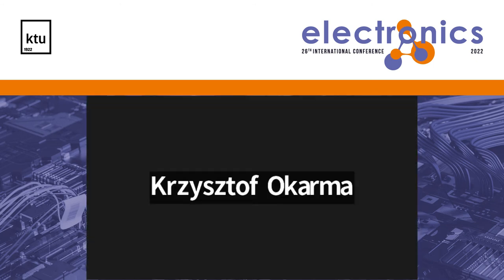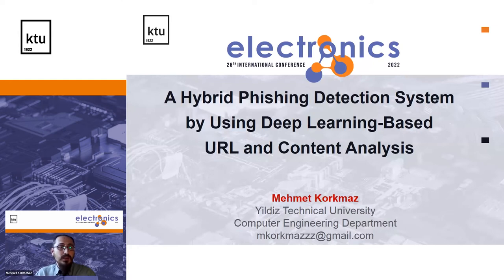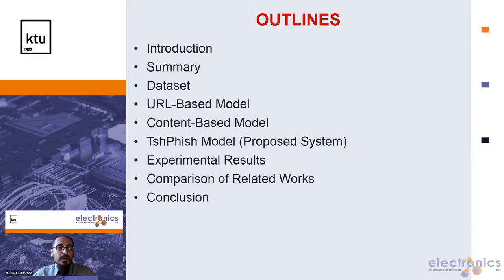Hello everyone. My name is Mehmet Korkmaz. I'm a student at Yıldız Technical University in the Computer Engineering Department. Our paper is about a hybrid phishing detection system by using deep learning based URL and content analysis. The outline of our study starts with introduction and then summary, dataset, URL-based model, content-based model, phishing model, our proposed system, experimental results, comparison of related works, and ends with conclusion.